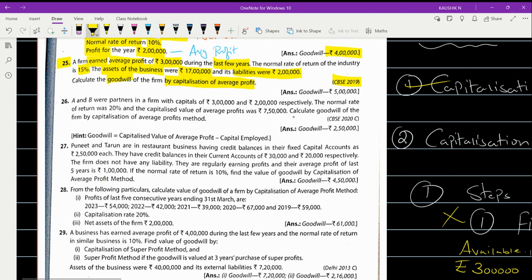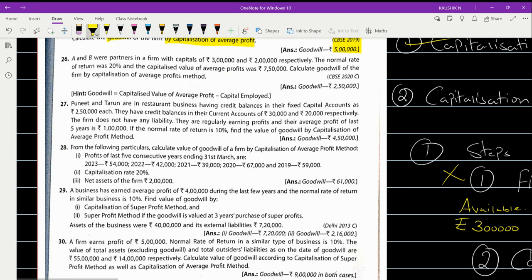Yes, sir. Able to understand the concept? Okay, now come to sum number 26. 26 என்ன கொடுத்துருக்கு பாருங்க. இதுவும் போர்டு எக்ஸாமில் கம்பார்ட்மெண்ட் எக்ஸாமில் கேட்டிருக்கான். A and B were partners in a firm with a capital of rupees 3 lakhs and rupees 2 lakhs respectively. The normal rate of return is 20%. அப்போ முதல்ல என்ன கொடுத்துருக்காங்க பாருங்க. சம்மோட பிகினிங்ல என்ன இன்ஃபர்மேஷன் கொடுத்துருக்கான்?